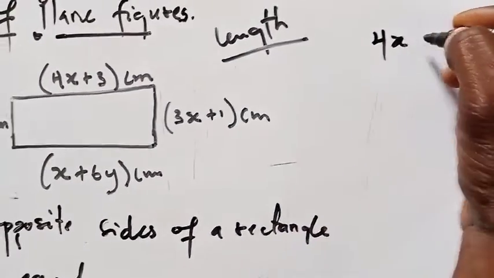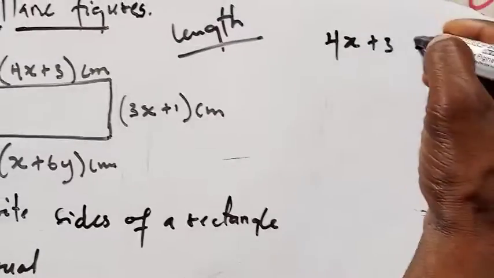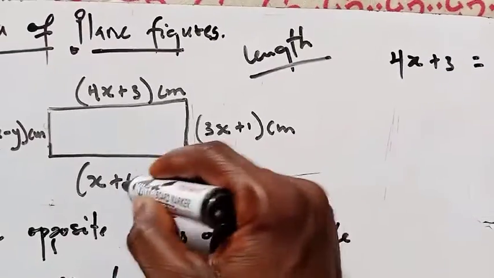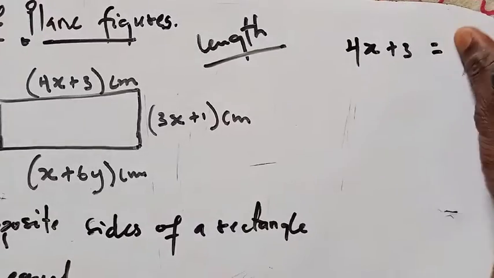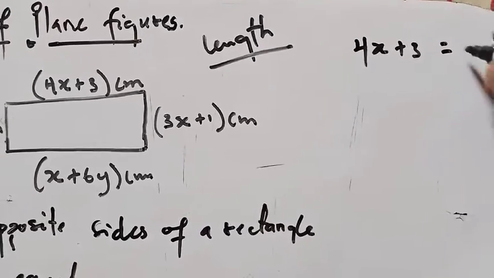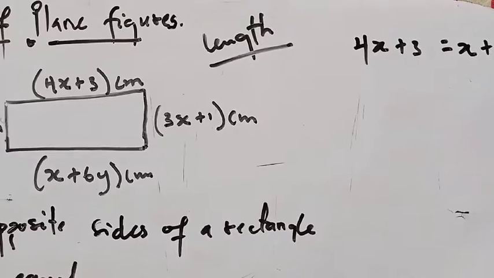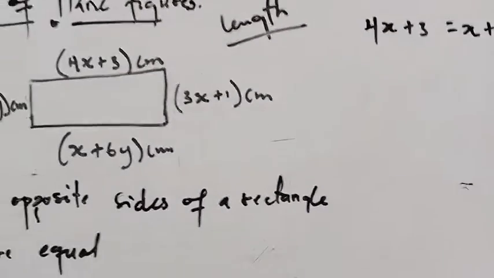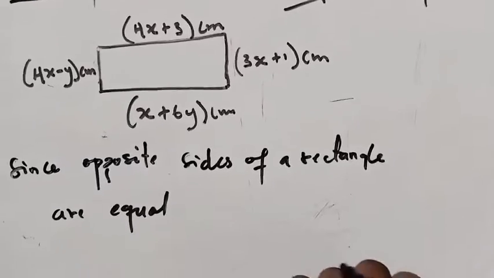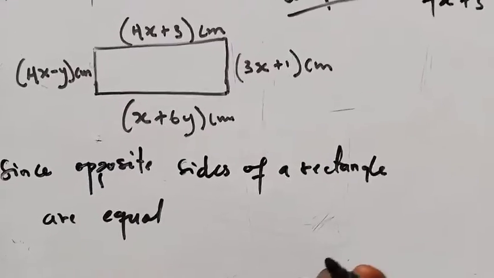which is 4x plus 3, equal to the side at the bottom, that is x plus 6y. If you don't know this property, that is where you will find it difficult in solving some questions like this.